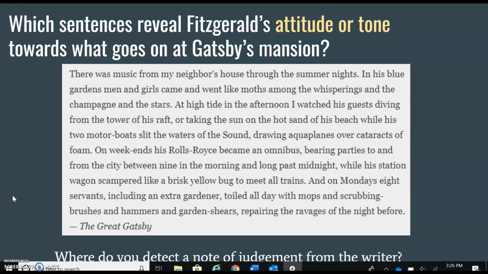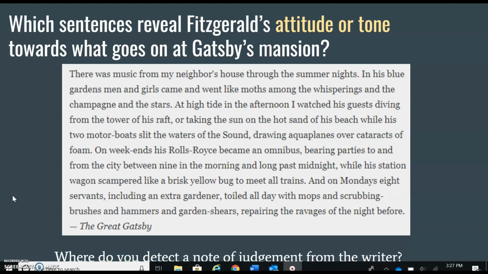So, rereading this one. There was music from my neighbor's house through the summer nights. In his blue gardens, men and girls came and went like moths among the whisperings and the champagne and the stars. At high tide in the afternoon, I watched his guests diving from the tower of his raft or taking the sun on the hot sand of his beach while his two motorboats slit the waters of the Sound, drawing aquaplanes over cataracts of foam. On weekends, his Rolls-Royce became an omnibus, bearing parties to and from the city between 9 in the morning and long past midnight, while his station wagon scampered like a brisk yellow bug to meet all trains. And on Mondays, 8 servants, including an extra gardener, toiled all day with mops and scrubbing brushes and hammers and garden shears, repairing the ravages of the night before.